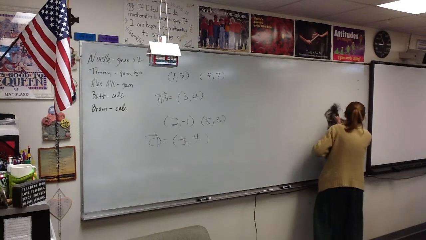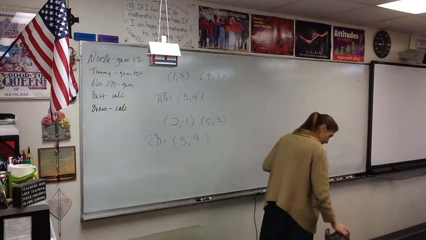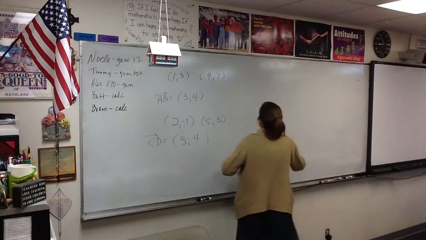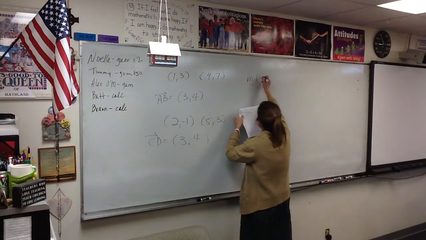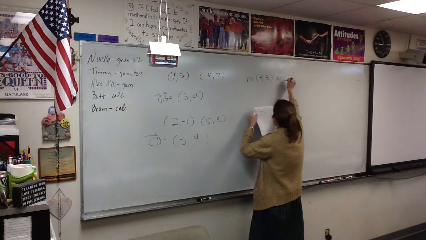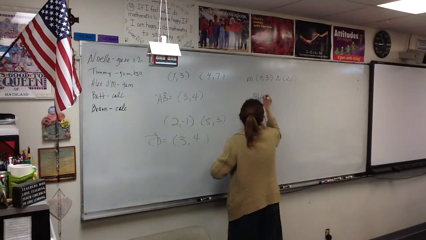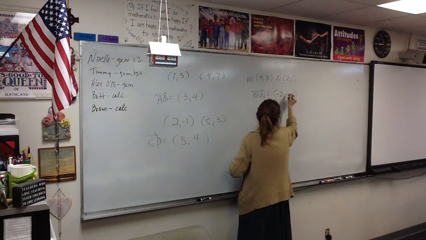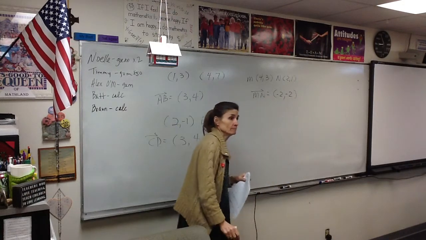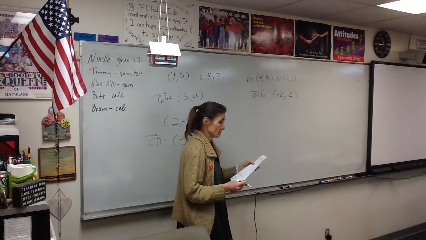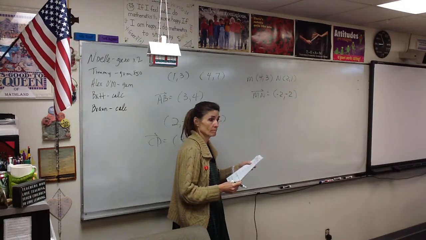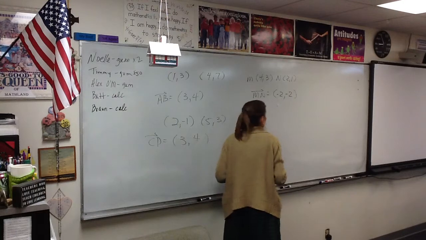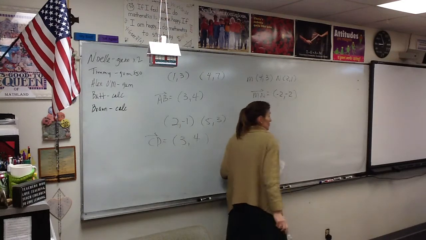What are the coordinates of vector MN? If M is 4, 3 and N is 2, 1, then MN would be -2, -2, wouldn't it? We're going from 4 to 2, that's going down 2, 3 to 1, down another 2.